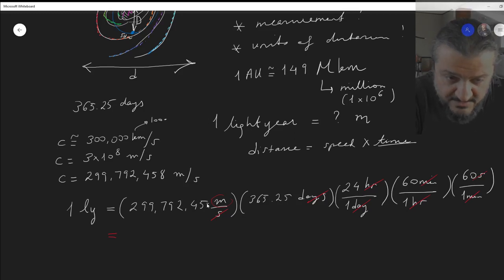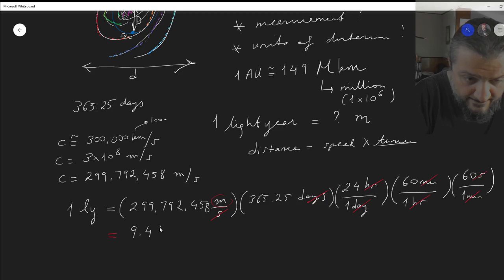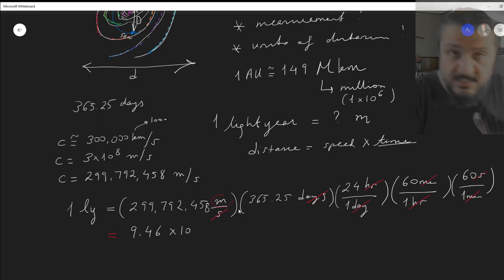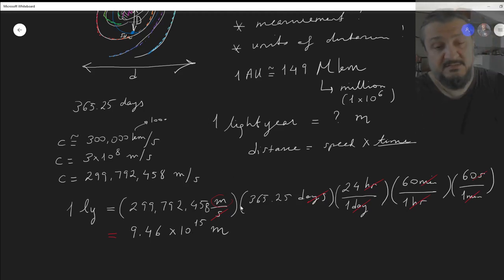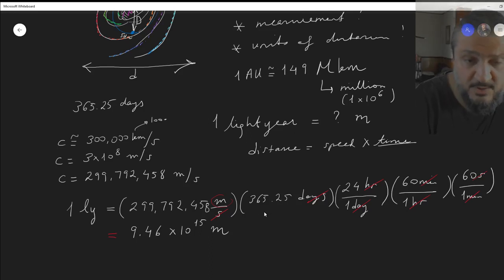299,792,458, I forgot an 8 here, sorry, 458, times 365.25 times 24 times 60 times 60, 3600. Okay, that's 9.46 times 10 to the power 15 meters, all right, meters. If you want to write it in terms of kilometers, that is 9.46 times 10 to the power 12 kilometers.